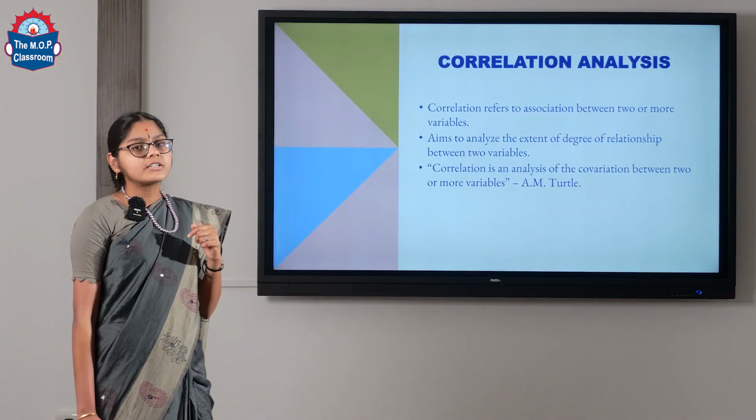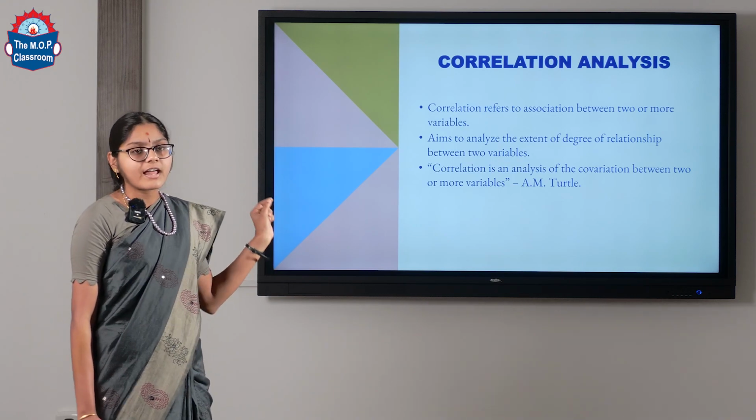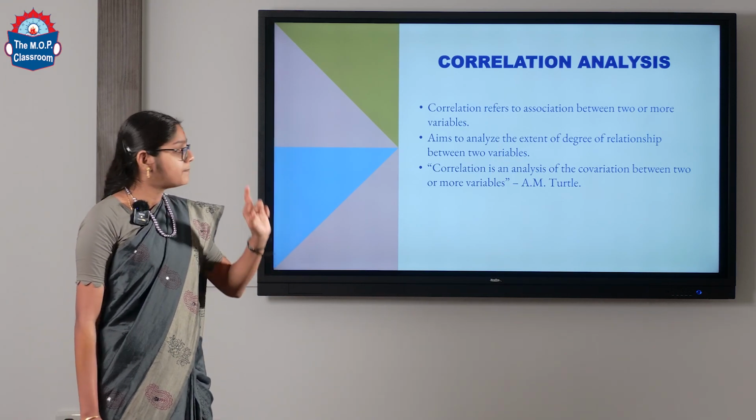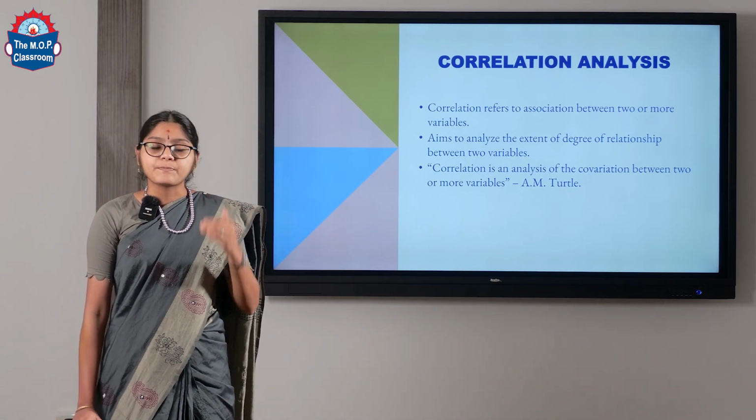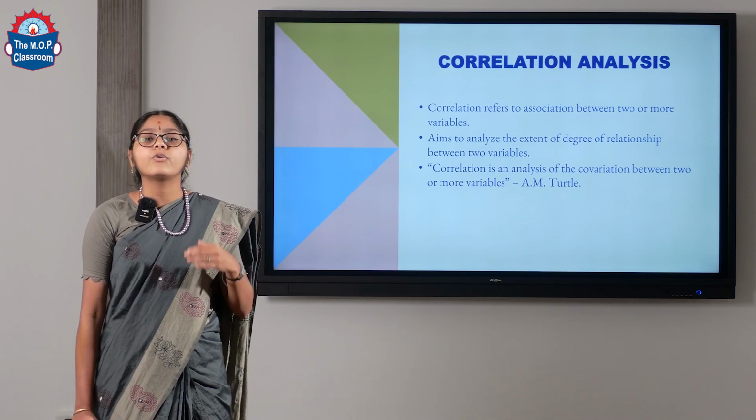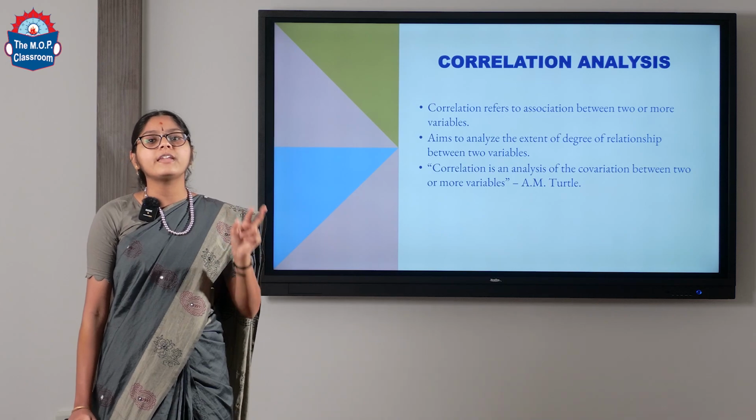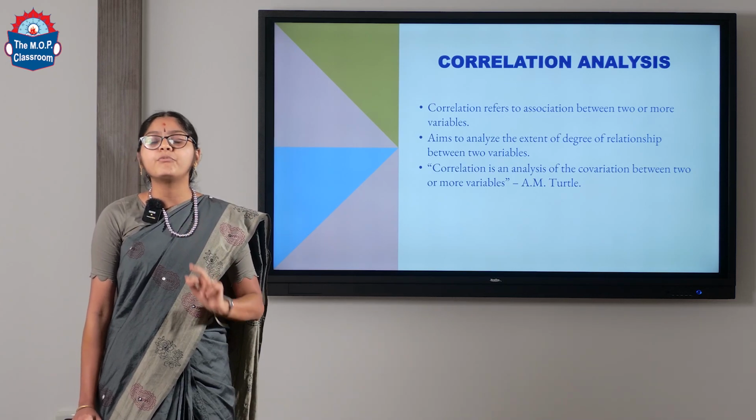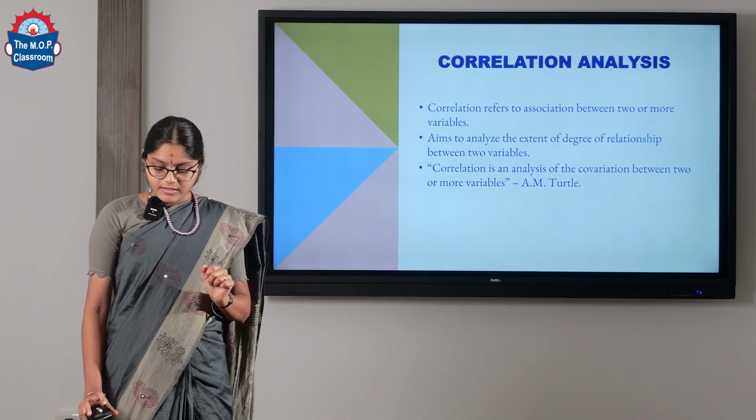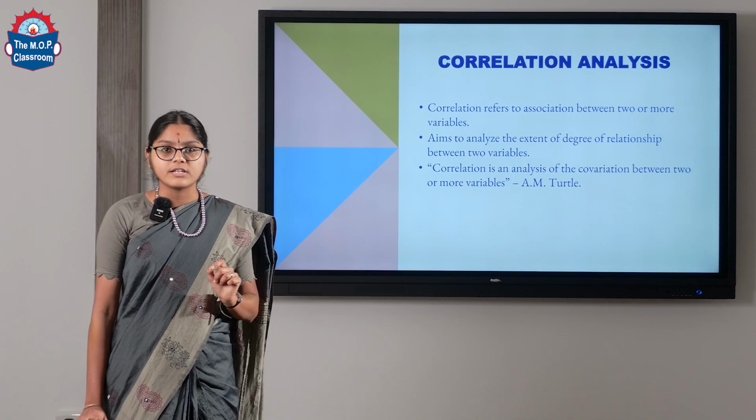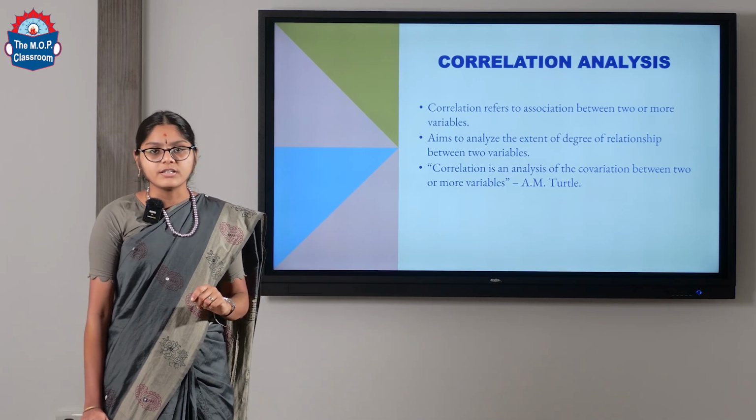And A.M. Tuttle rightly put it in the right words, that correlation is an analysis of the covariation between two or more variables. You will see that especially in the computational method, when you are going to find the correlation, finding covariance is very important, and it's one of the important steps in finding out the correlation. Fine, you now know what is correlation. Now let's move on to the different concepts under this correlation analysis.